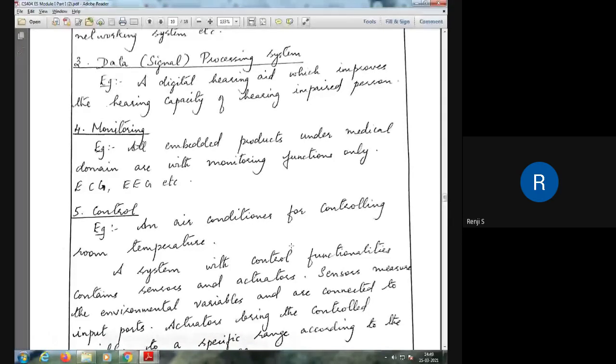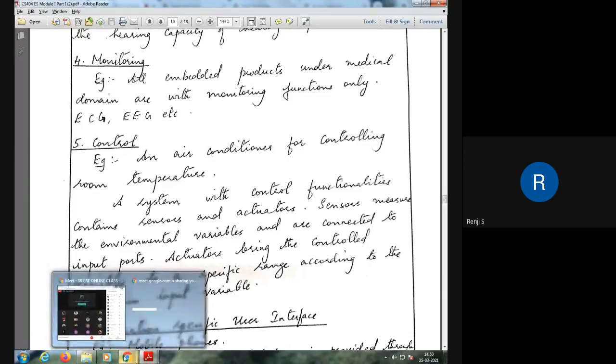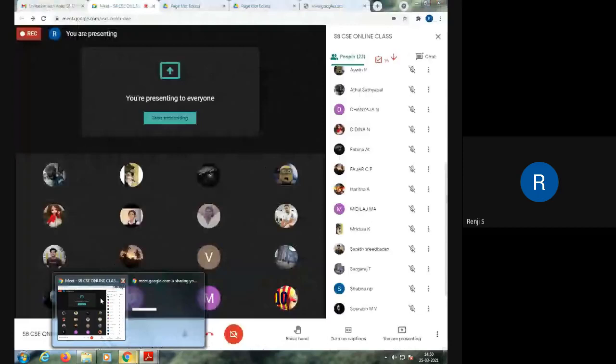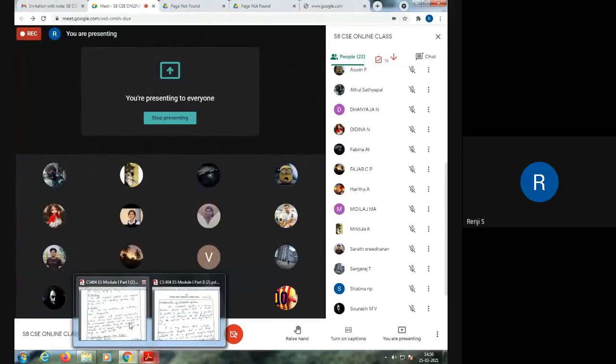Then the fifth one is the control purpose. Another function of embedded systems is controlling, like the air conditioner controlling the room temperature.